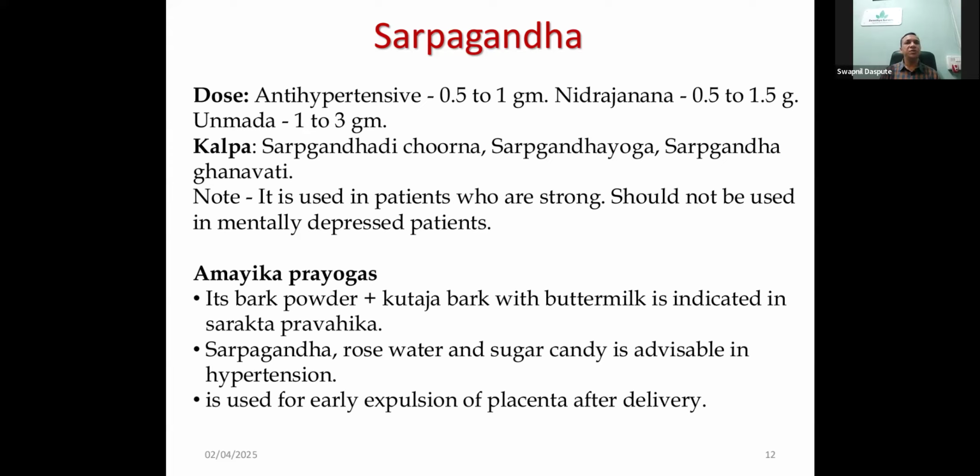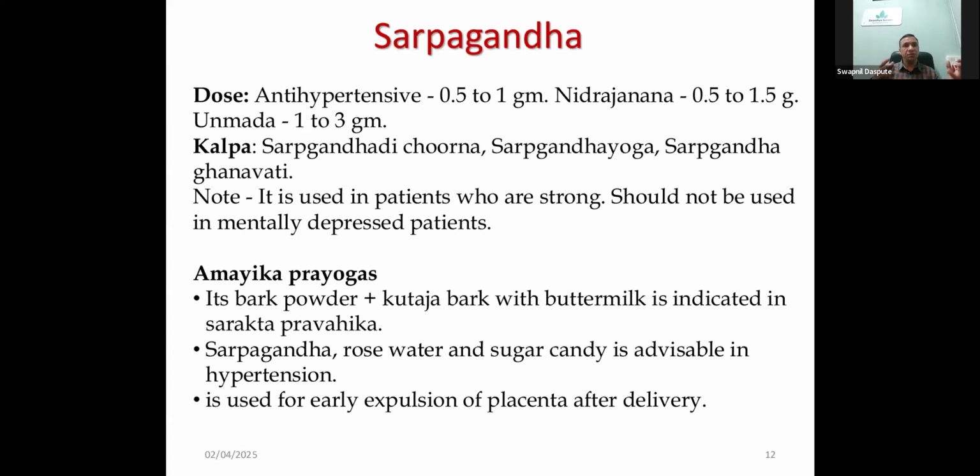So special note: it is used in patients who are strong, and should not be used in mentally depressed patients. We have seen that it can be used in unmada or psychological disorders, but wherever you see an excitement level, or the patient shows hyperactivity, then Sarpagandha can be used. But patients who are already depressed, feeling low in morale, low in activity, there Sarpagandha should not be used, because it reduces the heart rate, it calms down the senses, it calms down the mind, etc.